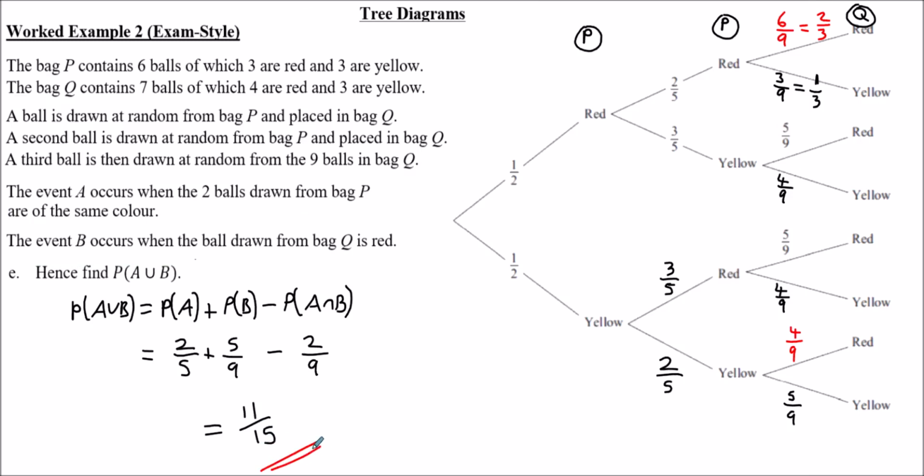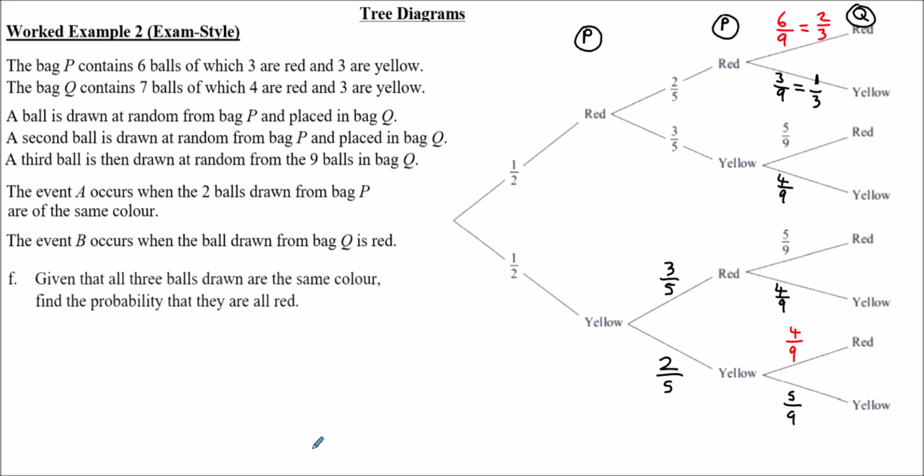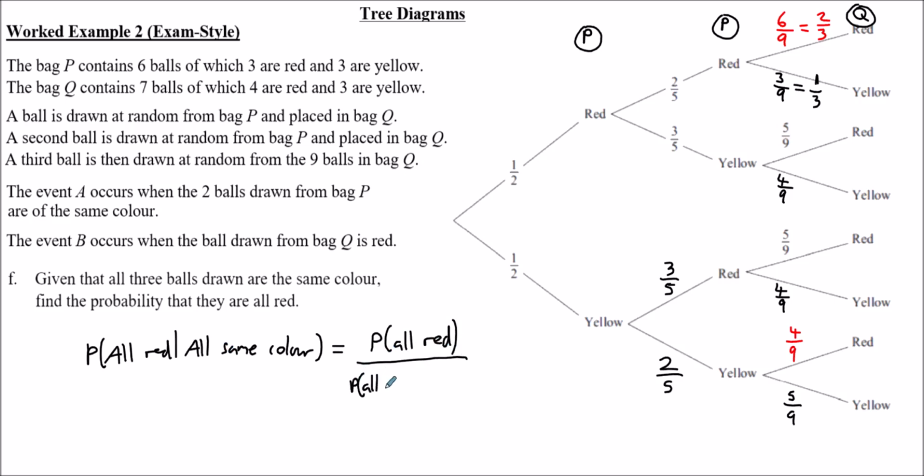Then finally, part F. Given that all three balls drawn are the same colour, find the probability that they're all red. So this is probability all are red, given that all same colour. Well, the only thing that can happen is the probability of them all being red, and the total number of ways we can have it where they're all the same colour. Well, they're either going to be all yellow or they're going to be all red. So, probability of all being red.